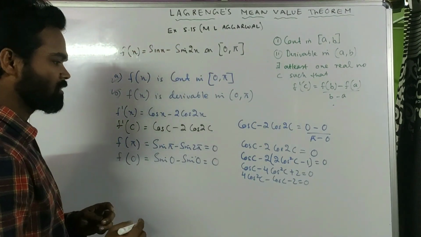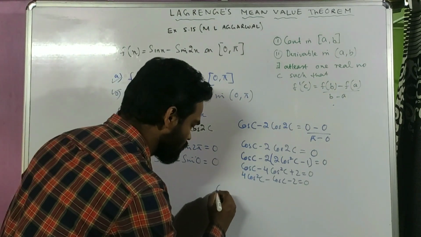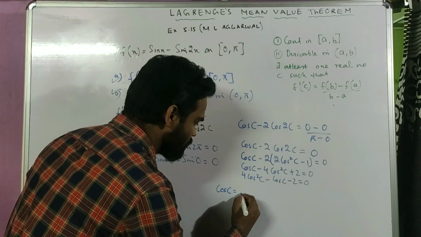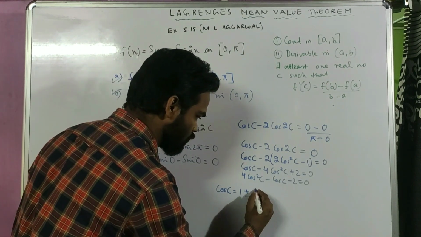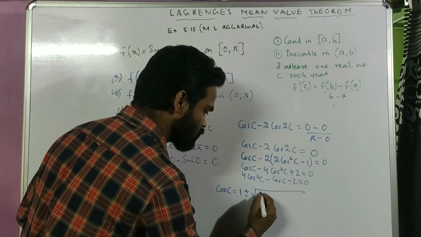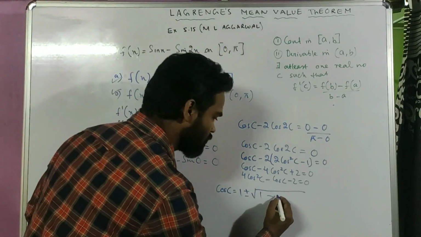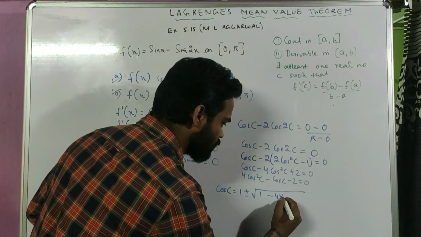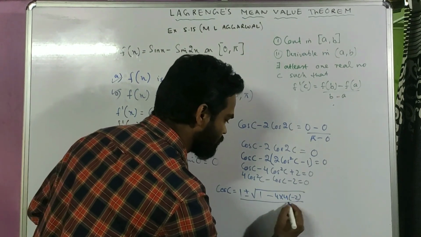Now this is our quadratic equation. So cos c will be minus b plus minus root over b square, that's minus 1 square is 1, minus 4ac, which means 4 into minus 2 by 2a.